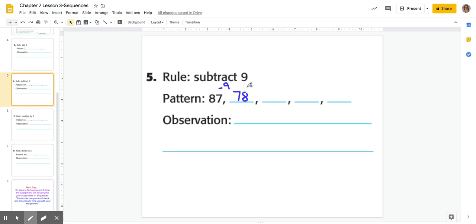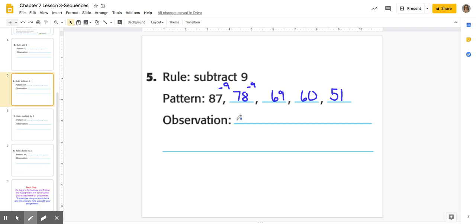in this sequence. You're going to keep minusing 9. Pause and fill in the sequence. All right, check and make sure your answers match mine. You should go 69, 60, 51.